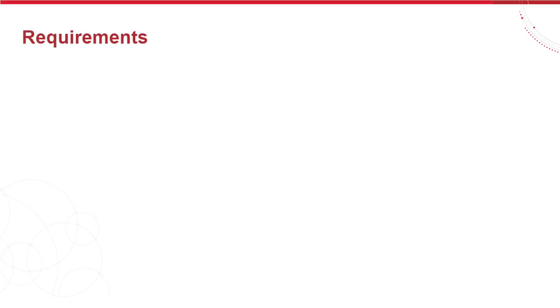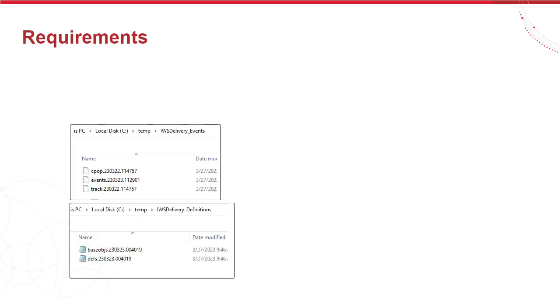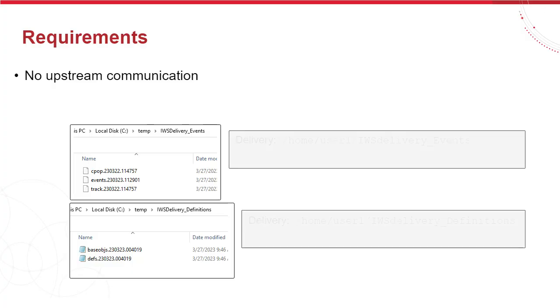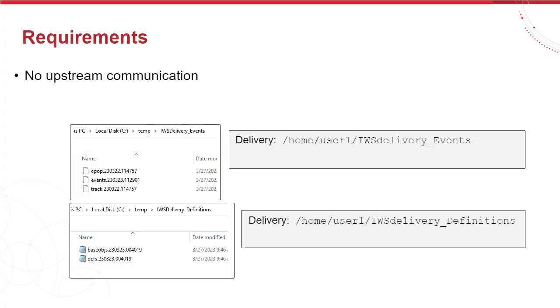Assuming the software has been set up properly on the mainframe, data files are delivered to the connector host, and neither AAI nor the connector communicate with IWSz ever. Files are in the directories we set up during the configuration of the software instance. We see the three event files, cpop, events, and track, to which date and timestamps have been appended. We also see the definition files base, objs, and defs.